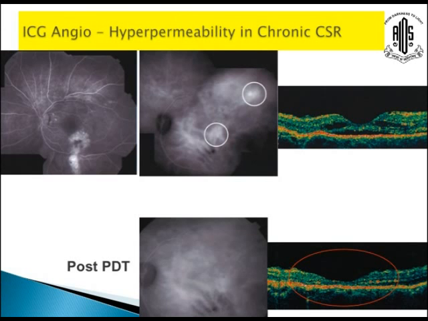Another feature is the fluorescein angiography and ICG angiography correlation. Sometimes you see that ICG angiography shows hyperpermeability not corresponding to the area of fluorescein angiography leakage.